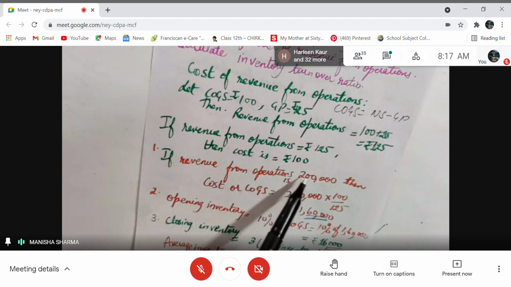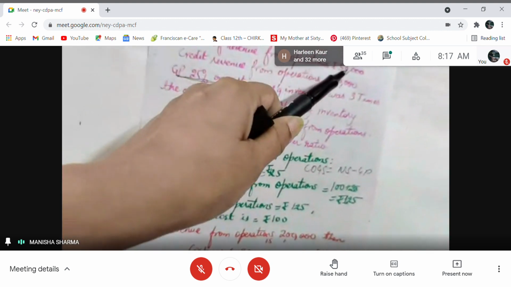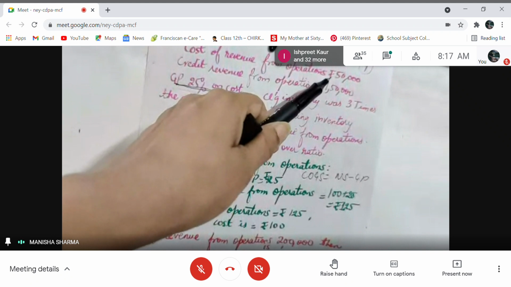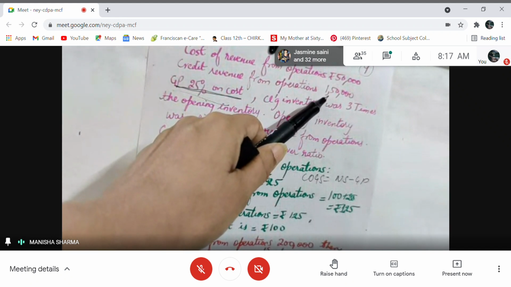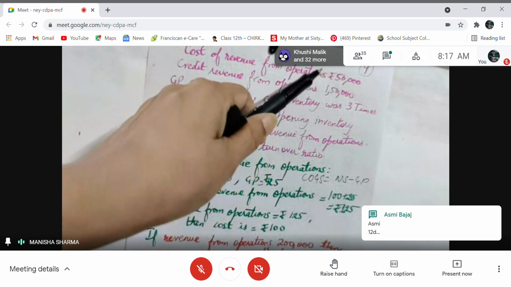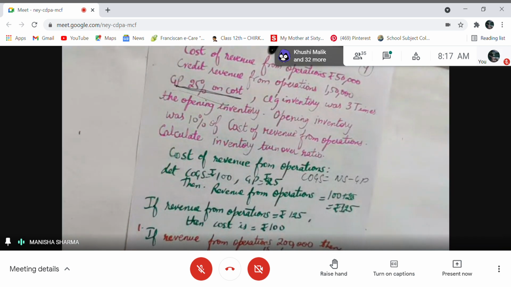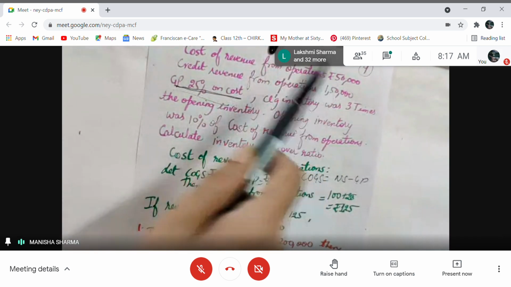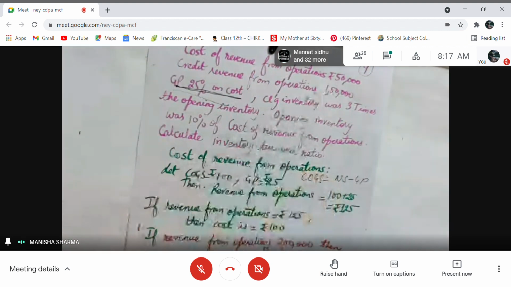If revenue from operation is 2 lakhs, how did we get 2 lakhs revenue from operations? They've given you 50,000 as cash revenue from operations and 1,50,000 as credit revenue from operations. So we've got both the sales, cash sales and credit sales, in the question. We know that total sales will be credit sales plus cash sales. So it will be 50,000 plus 1,50,000.